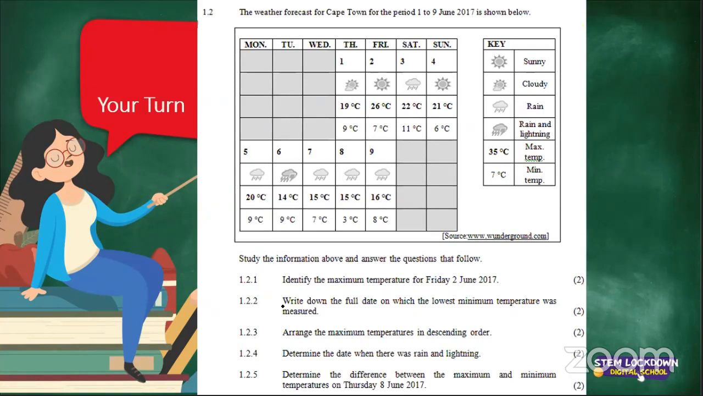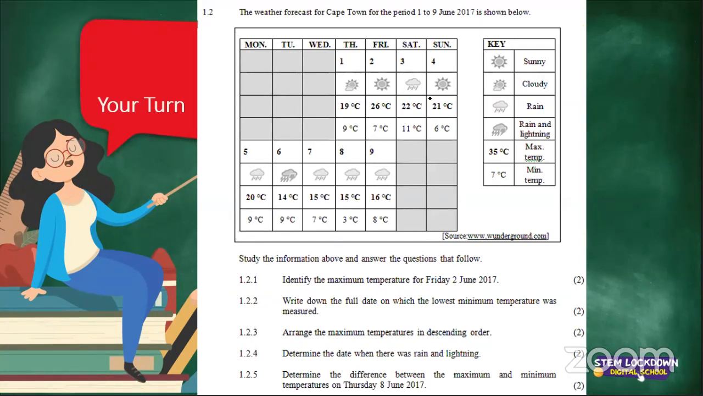Now, just give me your answers on your chat. What is the maximum temperature for Friday, the 2nd of June? Okay, let me see your answers. Jared, Botumelo. These learners are very, very active. I'm sure they get high marks in school. They tell me that the answer is 26.